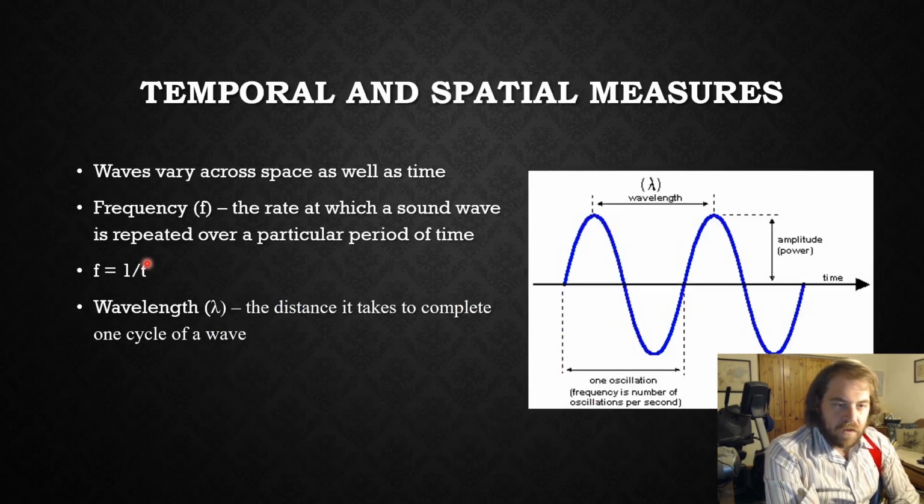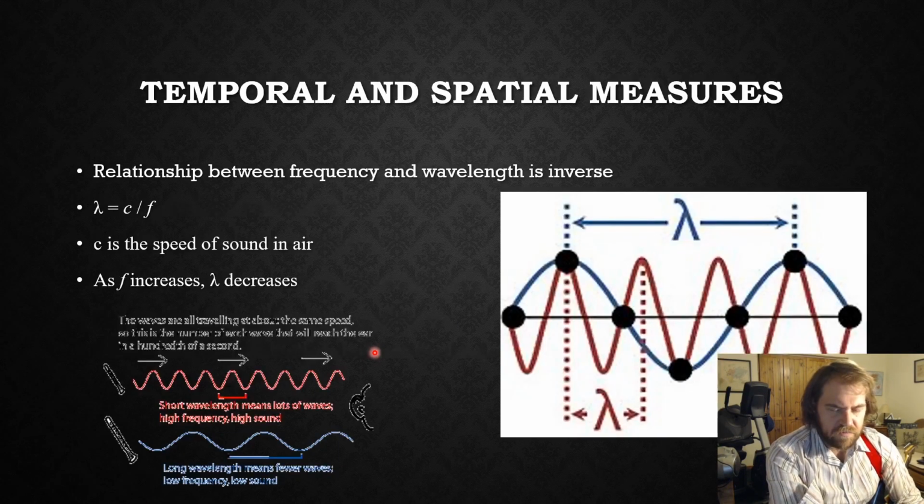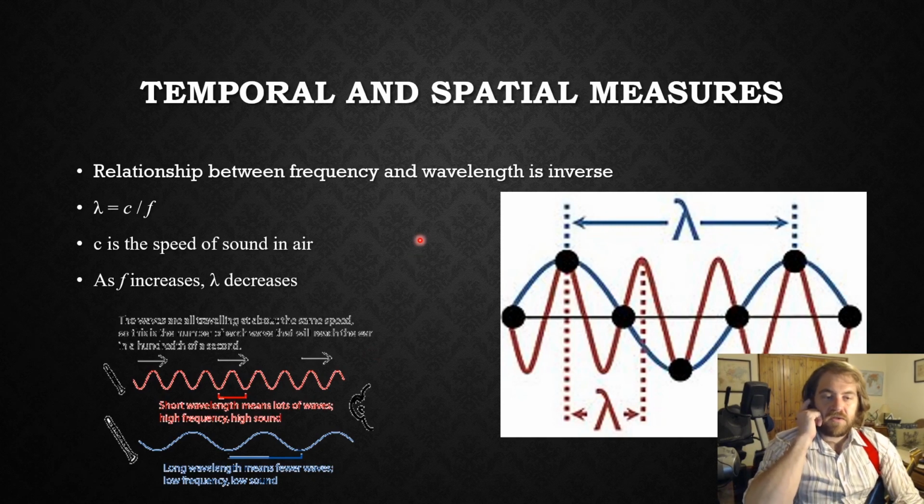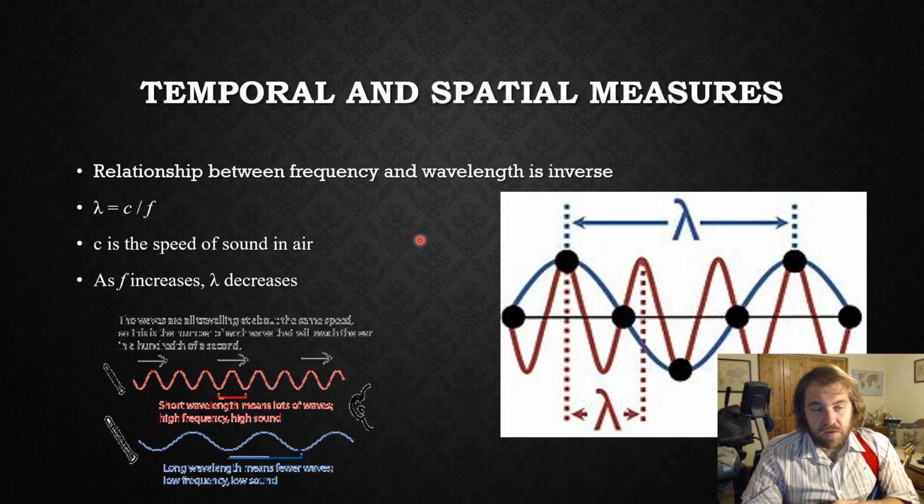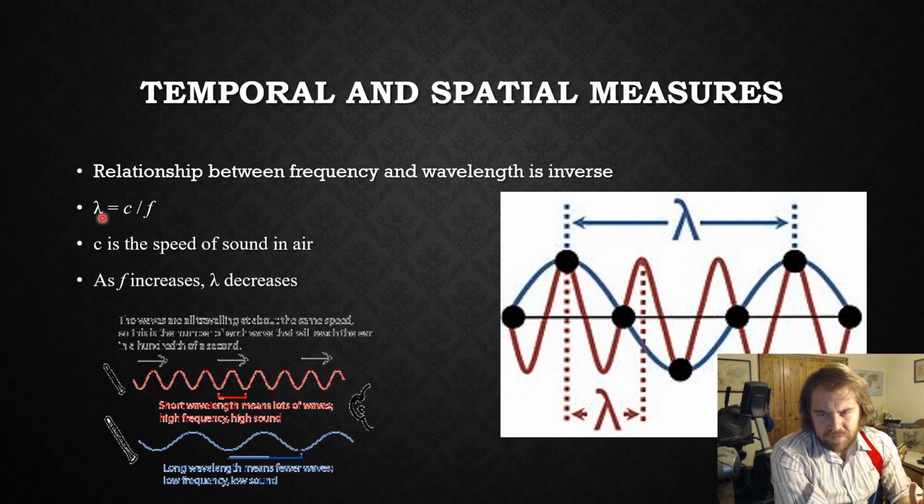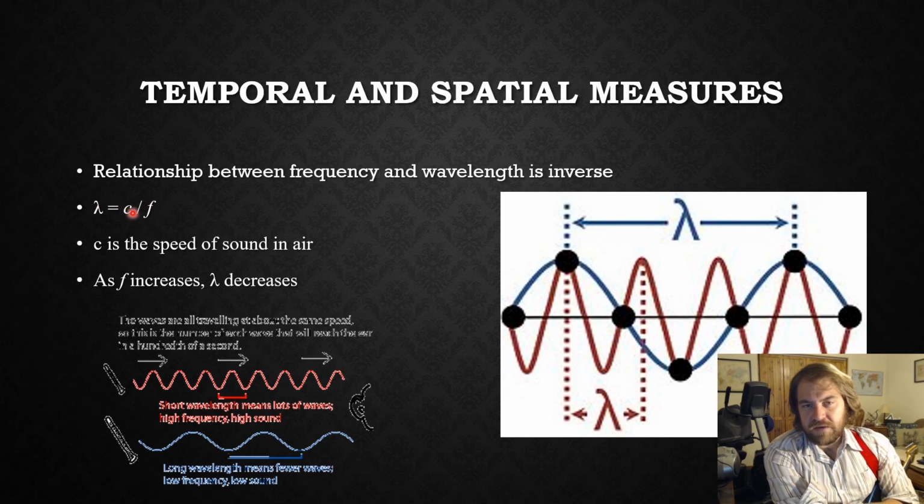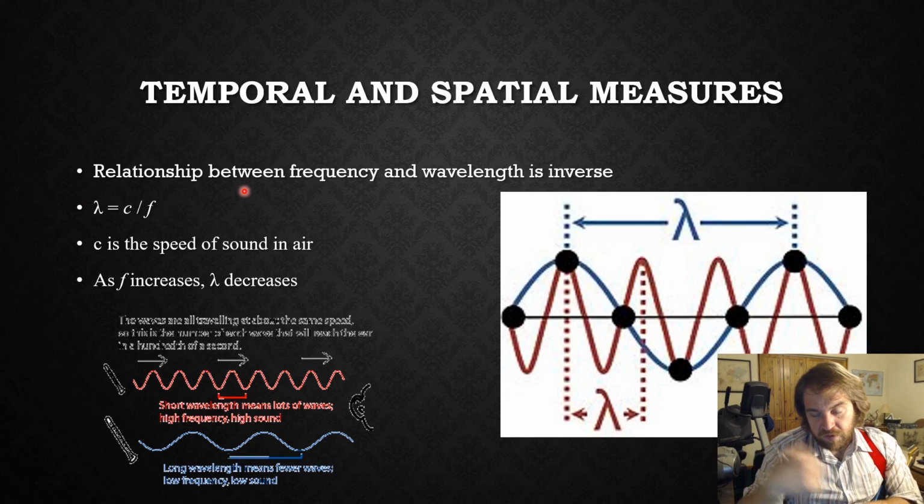Okay. So once again, wavelength is the distance it takes to complete one cycle of a wave. And this, I believe, is my last slide. Yes, it is. And this is just showing the relationship between frequency and wavelength. It's an inverse relationship. That's really the important thing here. The formula here is lambda, and lambda is just the wavelength. It's the symbol for wavelength. Lambda equals c over f. C here is the speed of sound in air, and f is frequency, like we just saw on the previous slide. So wavelength equals the inverse of frequency, essentially.